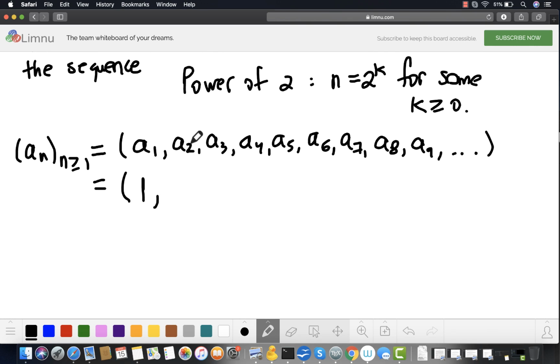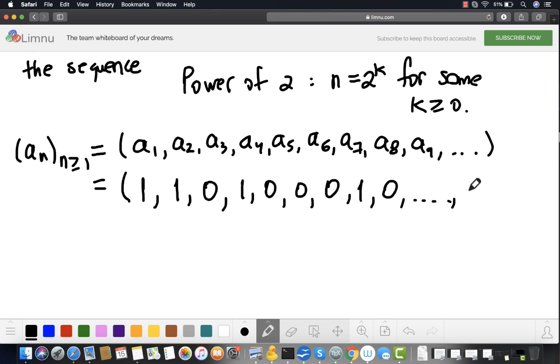A sub 2, we have to look at 2 and see if it's a power of 2. It is, 2 is 2 to the power of 1. So we get 1. 3, is 3 a power of 2? No, so we get 0. 4 is a power of 2, so we get 1. 5 is not a power of 2, we get 0. 6 is not a power of 2, we get 0. 7 is not a power of 2, so we must assign 0. 8, though, is a power of 2, because 8 is 2 to the power of 3, so we get 1. And then 9 is 0, and so on.